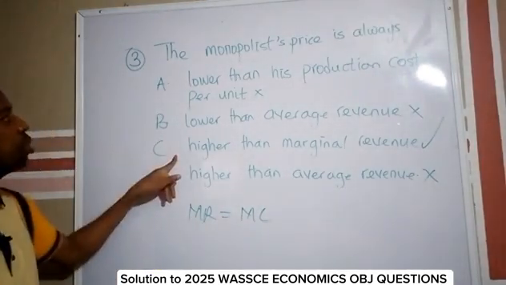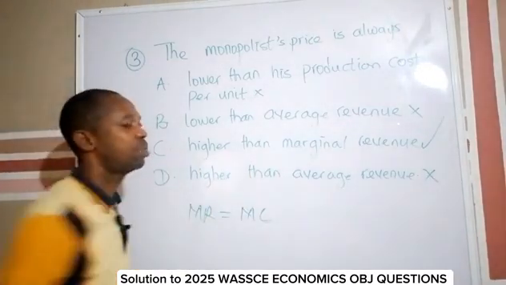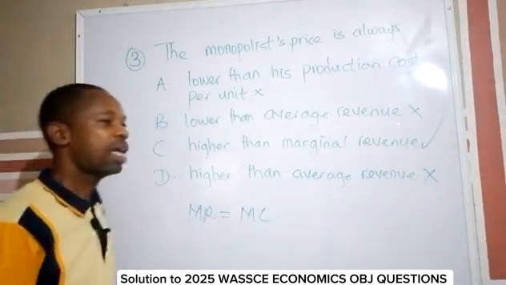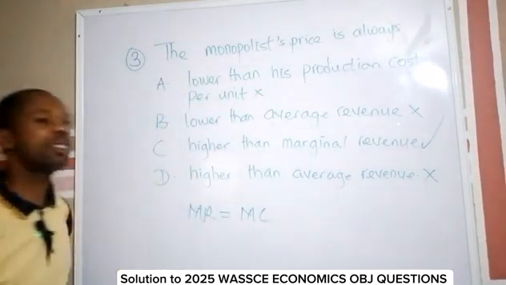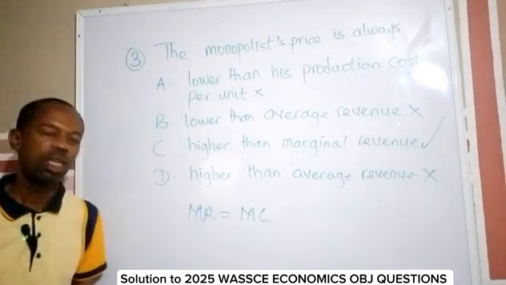So that is why the monopolist's price will always be higher than the marginal revenue. He will always make sure that he fixes a higher price that will be beneficial to him, that will make him make more profit in the long run.